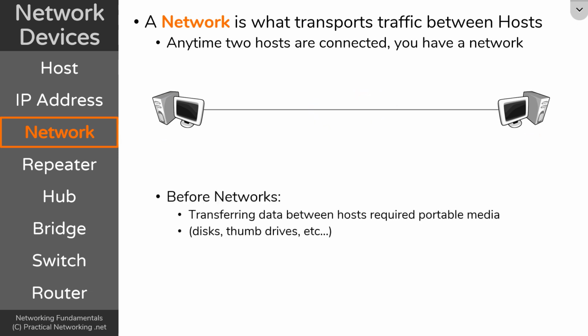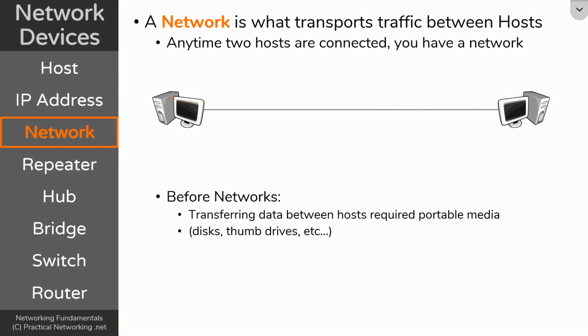Before networks, in order to move data from this computer to this computer, you would literally have to walk up to this computer, plug in a disk, download some files, then walk over to the other computer, plug in that same disk, and upload those files. Networking and networks are what automated that process. They allowed these computers to share data with each other automatically.